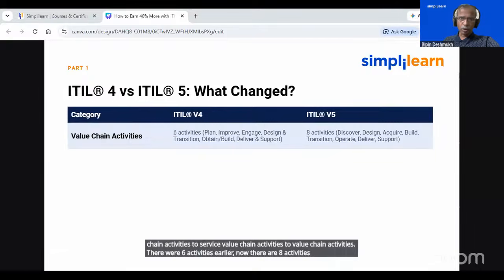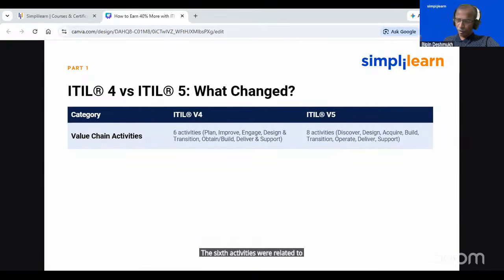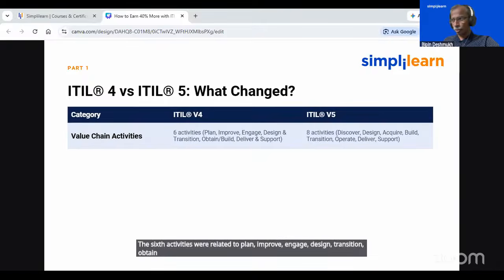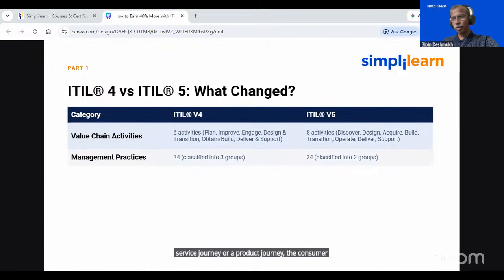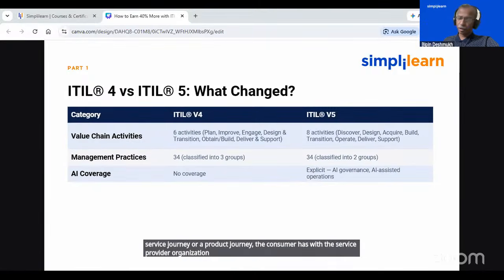The 6 activities were related to plan, improve, engage, design and transition, obtain and build, deliver and support. They have moved to discover, design, acquire, build, transition, operate, deliver, and support. This directly maps with any service journey or product journey the consumer has with the service provider organization. Hence, that has been introduced.